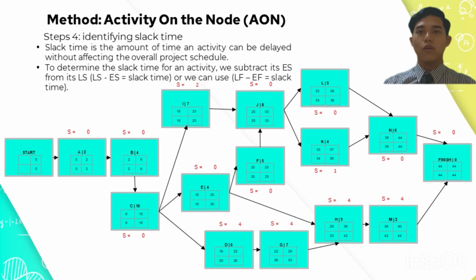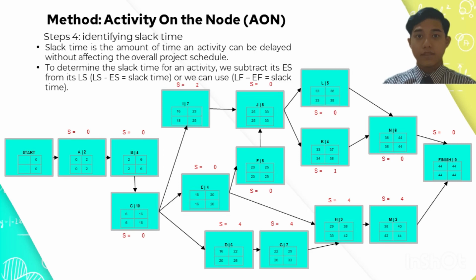Lastly, step 4, identifying slack time. Slack time is the amount of time an activity can be delayed without affecting the overall project schedule. To determine the slack time for an activity, we subtract its early start from its late start. Late start minus early start equals slack time, or we can use late finish minus early finish equals slack time.